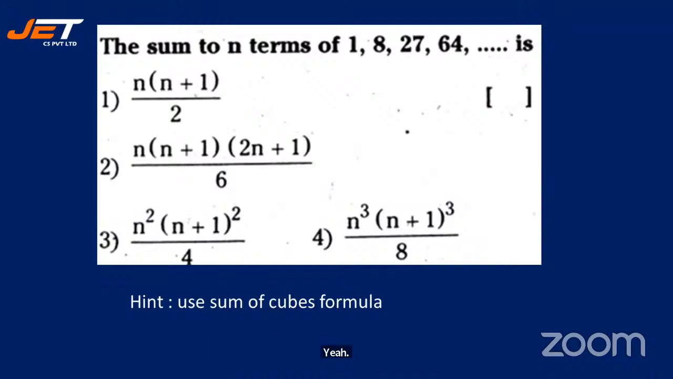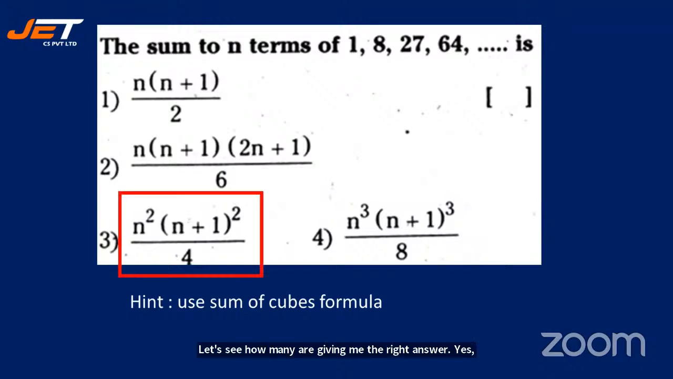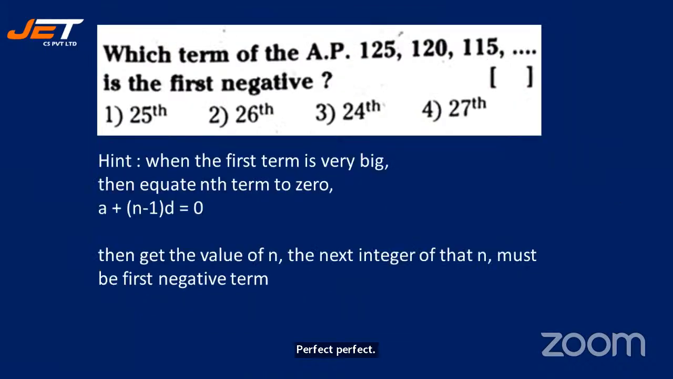Let's see how many are giving me the right answer. Yes, it is option 3. N squared into n plus 1 the whole square by 4. Let's see. Yes. Again, all are giving me the right answer. Perfect. See the next question. Which term of the AP 125, 120, 115 and so on is the first negative? Right?